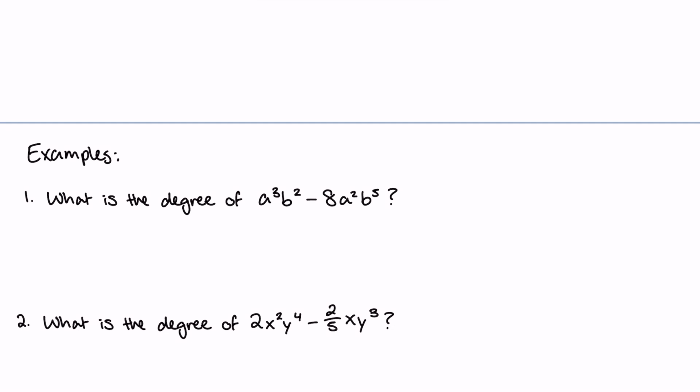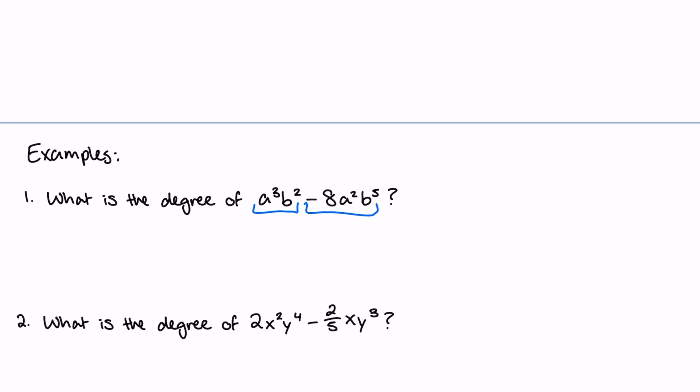Now for some examples. Question 1 is, what is the degree of a cubed b squared minus 8a squared times b to the 5? First off, this is a binomial because we have two terms here. We have a cubed times b squared, and we have negative 8a squared times b to the 5.